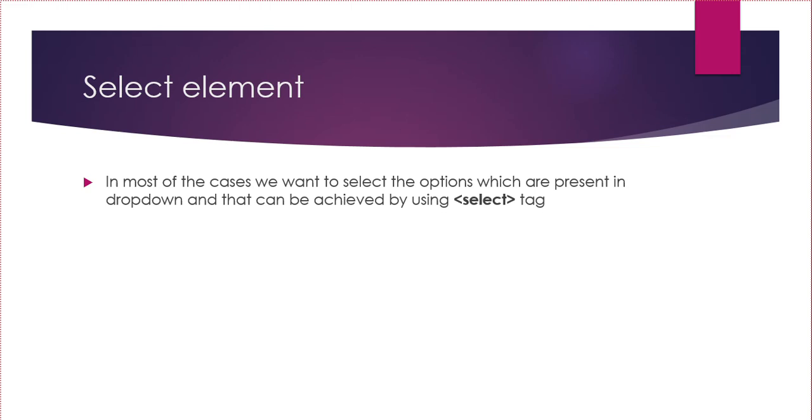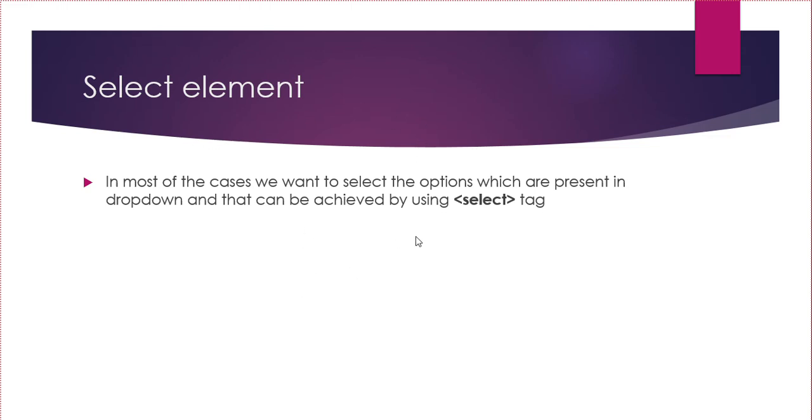So first of all, we'll check the select element. What is the select element? In most cases we want to select options which are present in a drop down, and that can be achieved using the select tag. We have a drop down with a number of values. When we hit the arrow mark, we are able to select one of the options from that, right? That we can achieve using the select element.